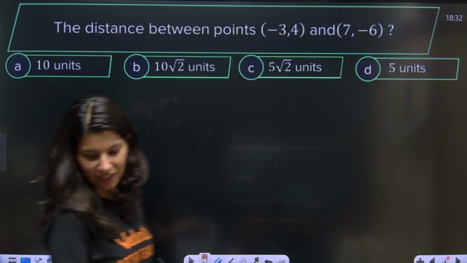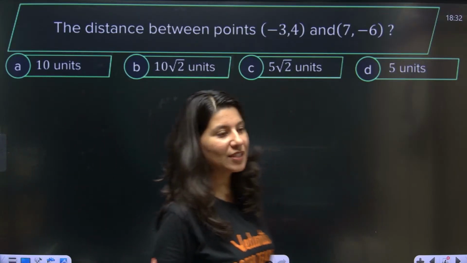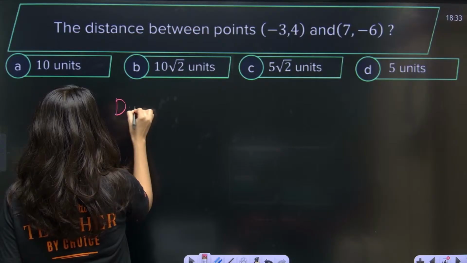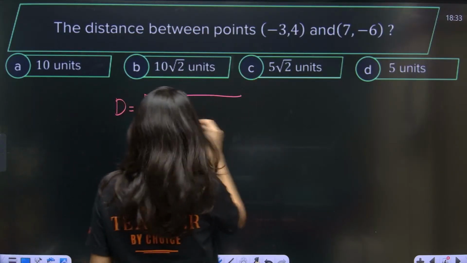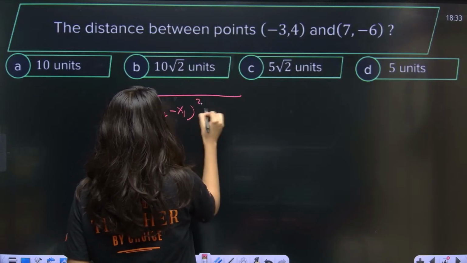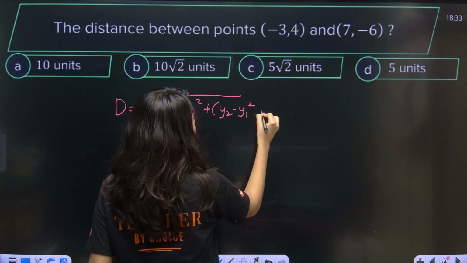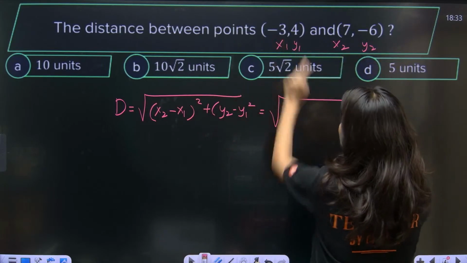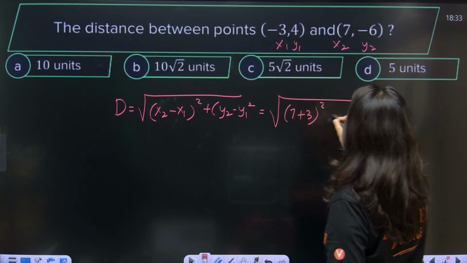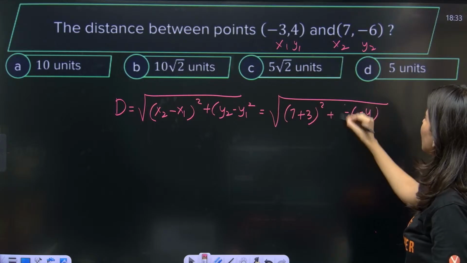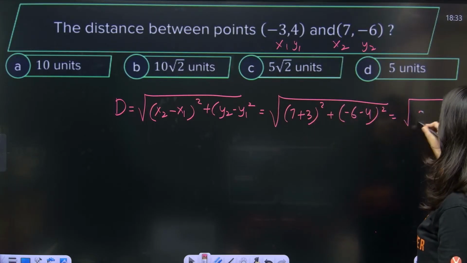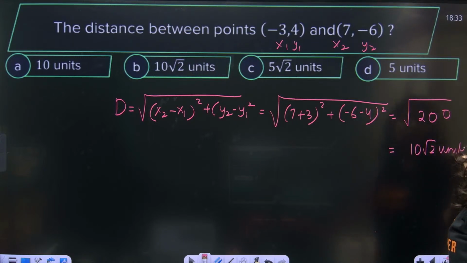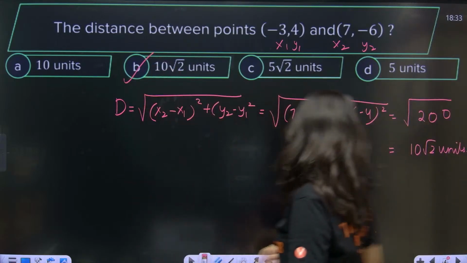So let's do this question. I think you guys are already telling me that B option is absolutely correct. Okay, so distance formula is, so distance D is going to be equal to square root of x2 minus x1 whole square plus y2 minus y1 whole square. This is x1 y1, x2 y2, correct? 7 plus 3 whole square plus 6 plus 4 whole square. So this is 100 plus 100, that is 200. So square root of 200 is nothing but 10 root 2 units. Okay, so you can see option B is absolutely correct.